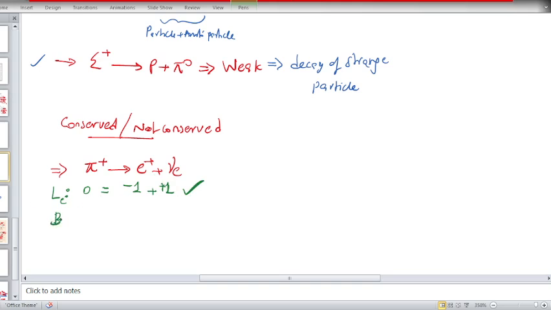Then if you consider baryon number, baryons are not present here, right? All are mesons and leptons, so baryon number will be 0 on both sides. So baryon number is conserved. What about charge? Charge will be plus 1 equal to plus 1. Neutrino is not charged. So charge is also conserved.